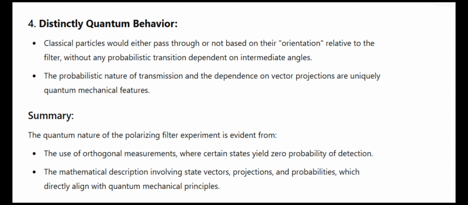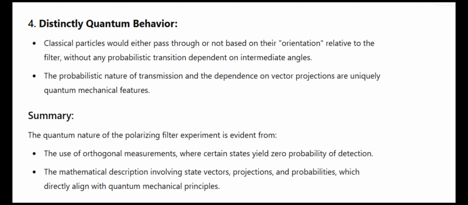4. Distinctly quantum behavior. Classical particles would either pass through or not based on their orientation relative to the filter, without any probabilistic transition dependent on intermediate angles. The probabilistic nature of transmission and the dependence on vector projections are uniquely quantum mechanical features.